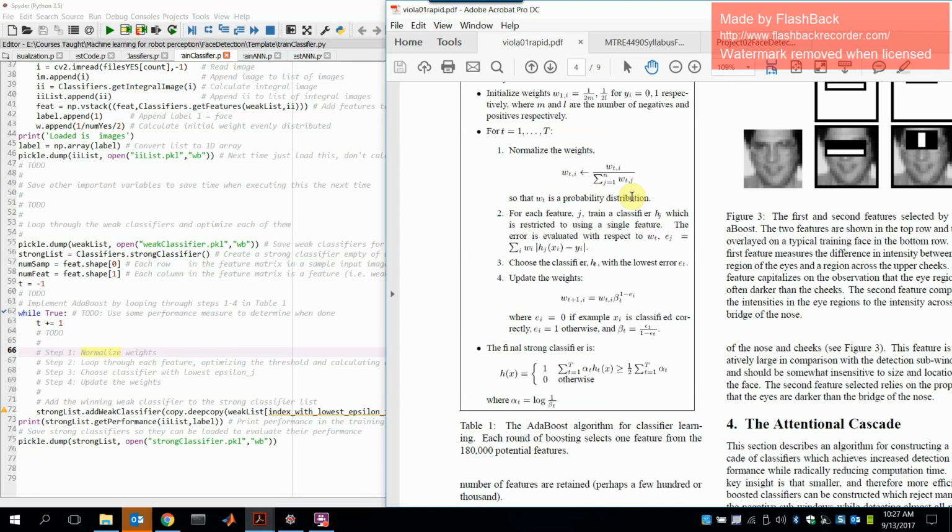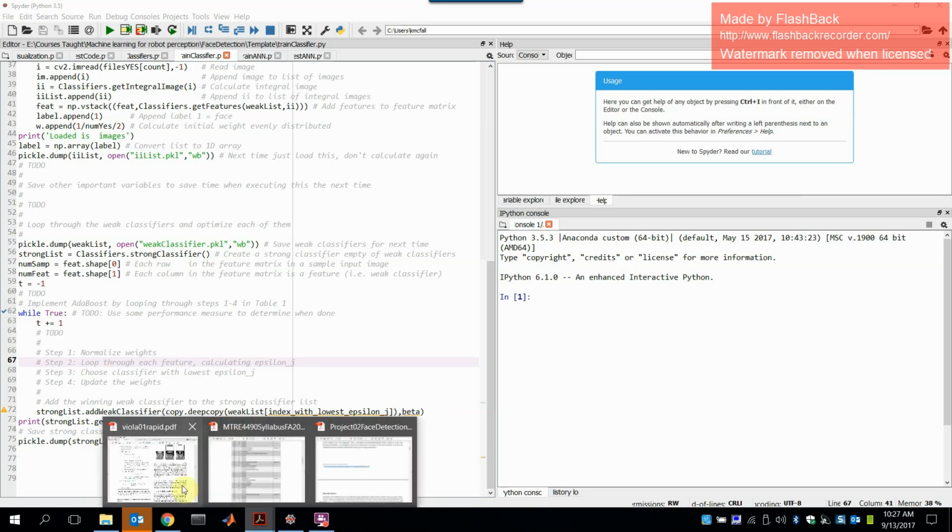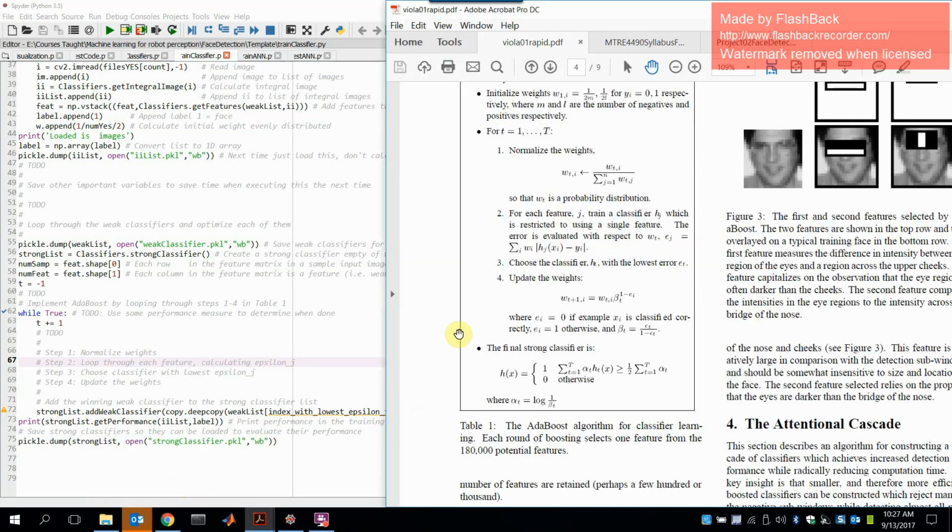Okay? Then for each feature, oh, that's wrong. You don't want to optimize the theta. That was an old thing. I should change that. Okay? For each feature, you're not going to optimize it. So that was something I had wrong when I was first doing it. You optimize it once in the beginning, and then you leave them there.